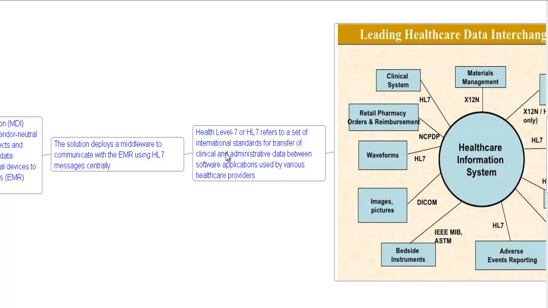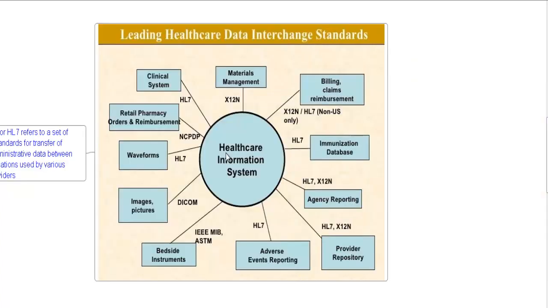HL7 refers to a set of international standards for transfer of clinical and administrative data between software applications used by various healthcare providers. Leading healthcare data interchange standards: clinical system use HL7, retail pharmacy order and reimbursement use NCPDP, waveform use HL7 standard, image and pictures use DICOM, bedside instrument use IEEE MIB ASTM. Adverse event reporting use HL7, provider repository use HL7 and X12N. Agency reporting they use also HL7 and X12N. Immunization database they use HL7. Billing claim and reimbursement use HL7 and X12N, non-US only.